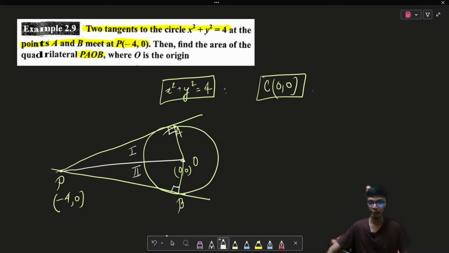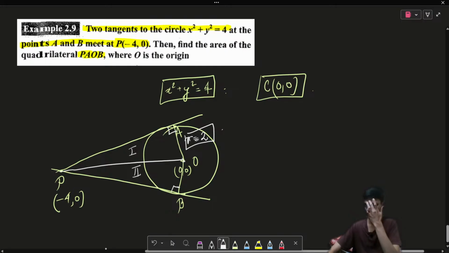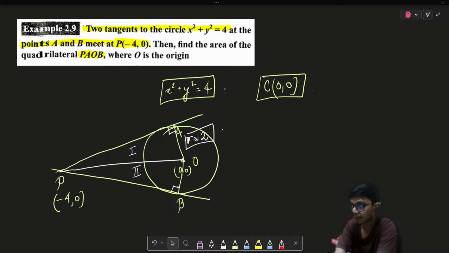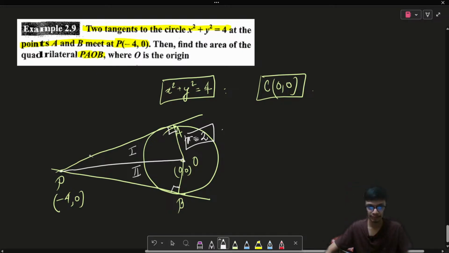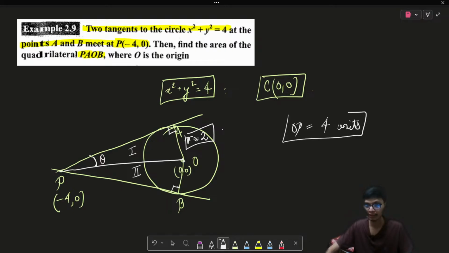So what I'm going to do is, I know the radius is equal to 2, and this point P is already given to us, right? From these two results, let us try to find this angle theta. I can find the distance OP, which is going to come out as 4 units. If I draw that, this is 2 units from here to here on the circle, and another 2 units over here, that is how it makes 4.